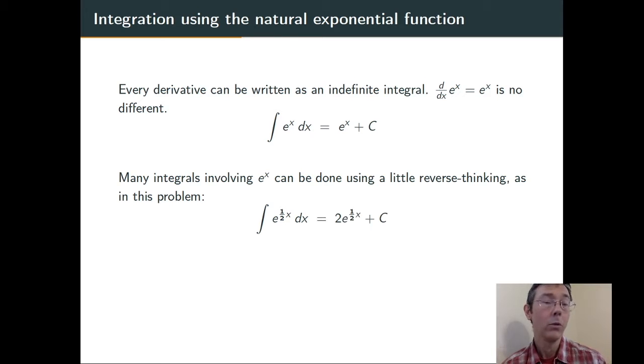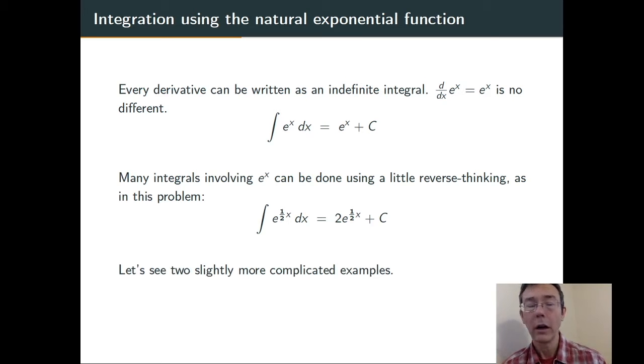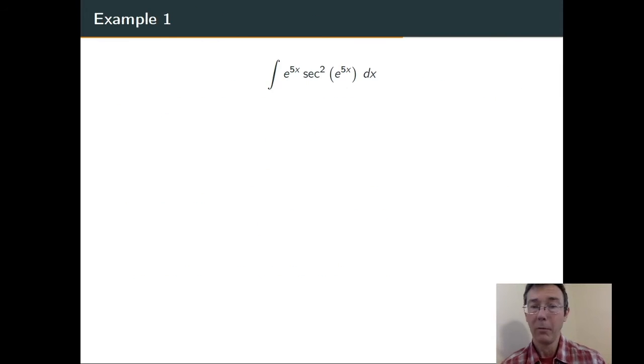I want to kill that, so I'm going to include a factor of 2 in my most general antiderivative. If I differentiate this function on the right, 2e to the 1/2 x plus c, I get e to the 1/2 x dx back. You can get through a lot of integrals just using that sort of backwards thinking. Let's look at a couple that are a little more complicated where we might actually want to use a more sophisticated technique. Example 1, e to the 5x secant squared of e to the 5x dx.